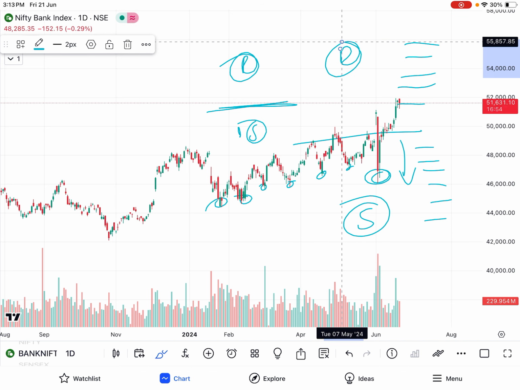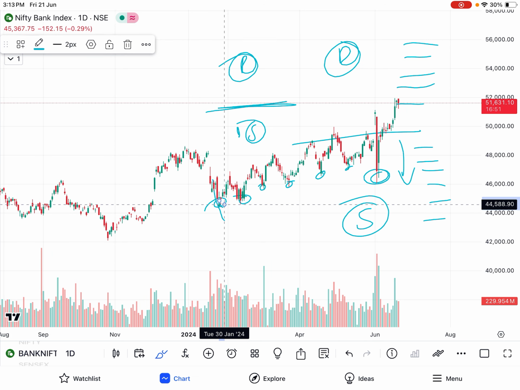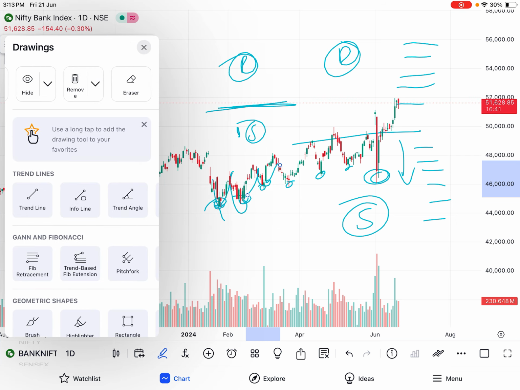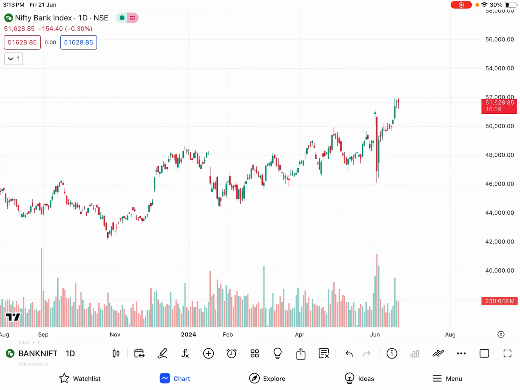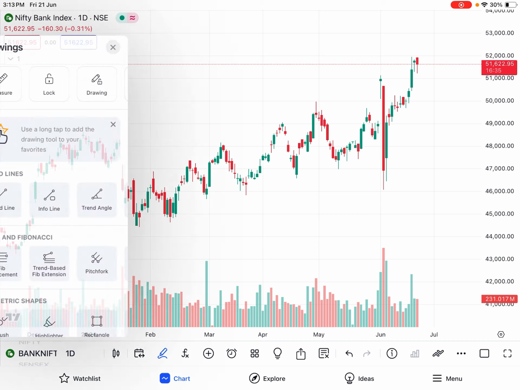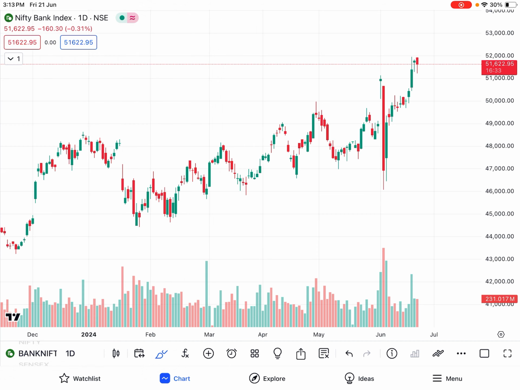Why do you need a support? Whenever you are falling down, you need a support to take upper side momentum again, again taking support. When you take a lot of supports, what happens in this zone is that you will get strength and you will not fall beyond the limit. Now let's come back to the support and resistance in this zone.